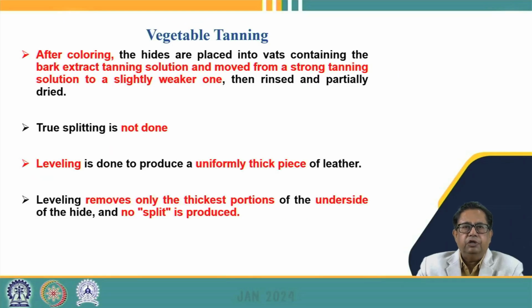Here after coloring, the hides may be added into the vats which contain the bark extract, which we take from the strong tanning solution, and then later we take it to weaker tanning solutions, and then it can be rinsed and dried. Here the splitting process is not required because the leather is not split into two parts. We try to convert the leather into a thick leather only, and the layering process may be done so that we can get a uniform thickness of the leather, so no split is produced during vegetable tanning.